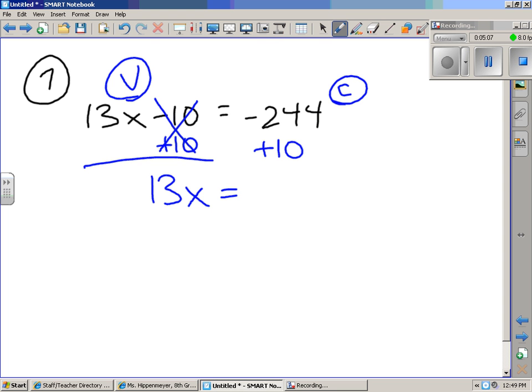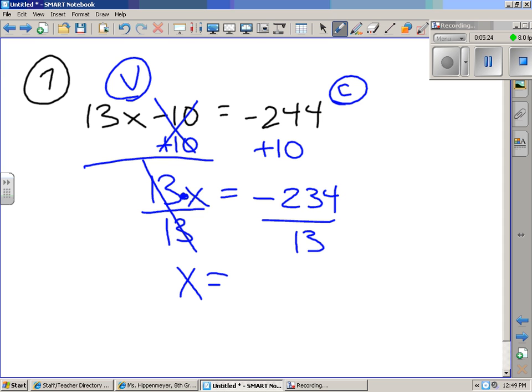Then when you take negative 244 and you add 10, you get negative 234. Then we divide each side by 13 because 13 is being multiplied by x and the inverse is division. 13 over 13 equals 1, and then we take negative 234 and divide it by 13, and we get negative 18. So x equals negative 18. That's number 7.